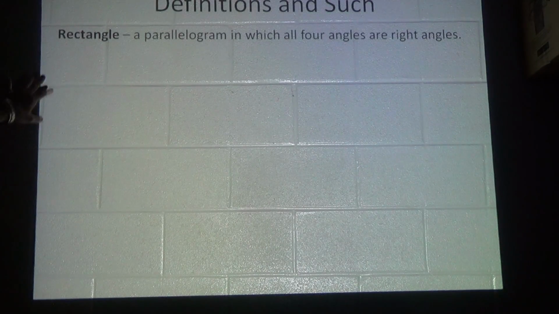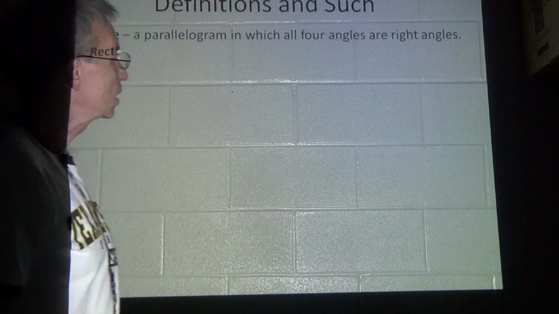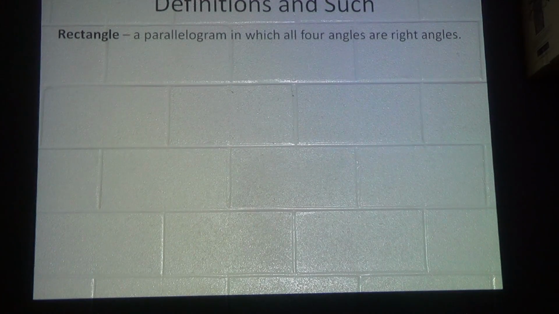Okay, the first thing about this, we're going to start with some definitions. A rectangle is a parallelogram in which all four angles are right angles. Notice it does not say that one pair of sides is longer than another pair of sides. This is because the only definition that we have for rectangles simply says that all four angles have to be right angles. So this means a square, which we'll talk about in the next lesson, is also a rectangle.